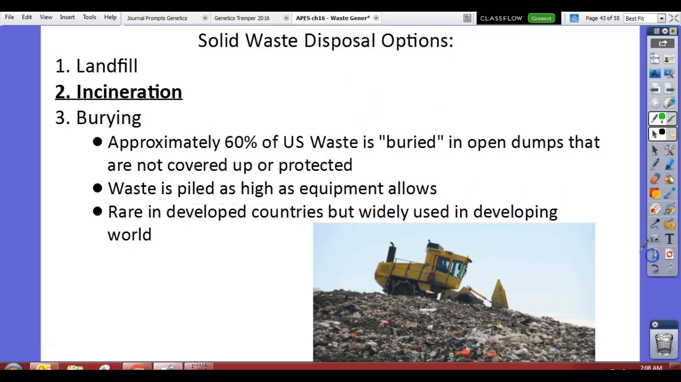And this can create problems, as you can imagine, because there's no protection of our groundwater. We've got pests that are going to get attracted to this dump pile. So really unsanitary conditions here that are not covered up. So lots and lots of issues. So those are the 3 options for solid waste: landfill, incineration, and burying.